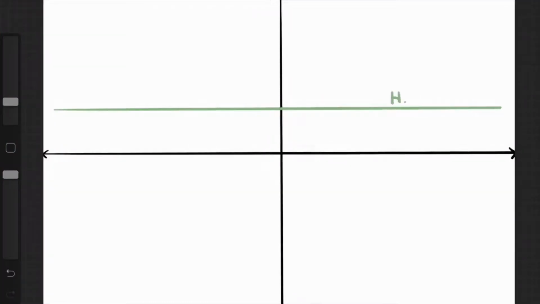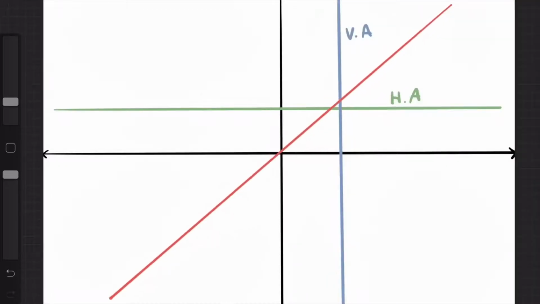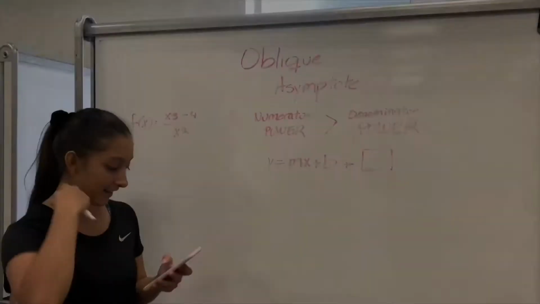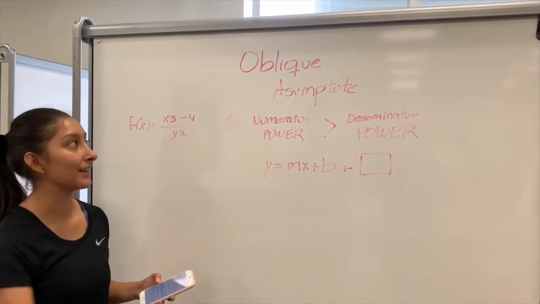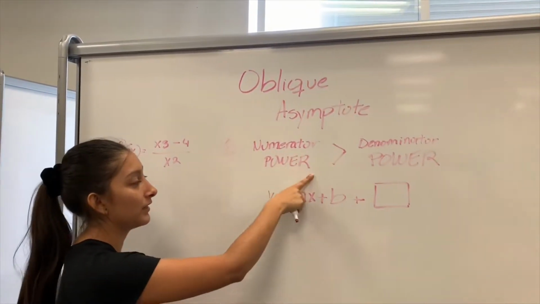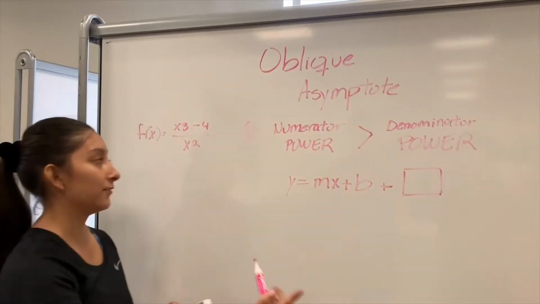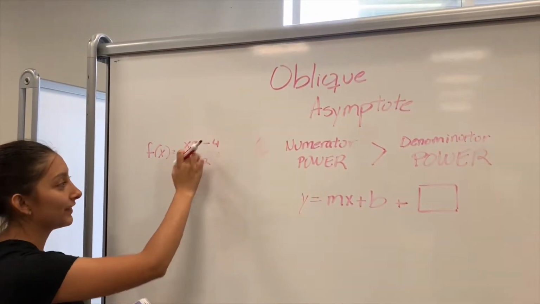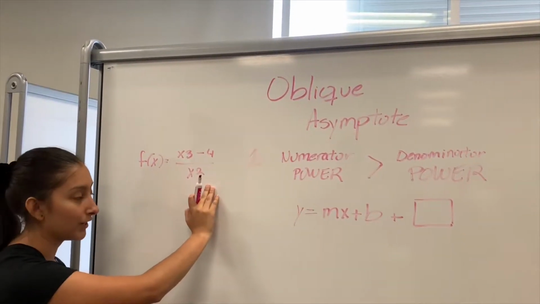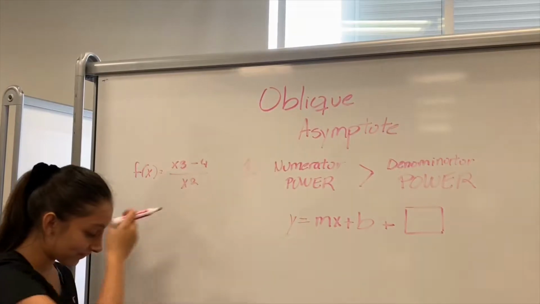First of all, what is an oblique asymptote? It's a line with a linear function that can be found only when the horizontal asymptote is not present in the graphic. The first step for finding an oblique asymptote is to check that the numerator power is greater than the denominator power. For this reason, 3 is greater than 2, so we're not going to find a horizontal asymptote, but we are going to find an oblique asymptote.